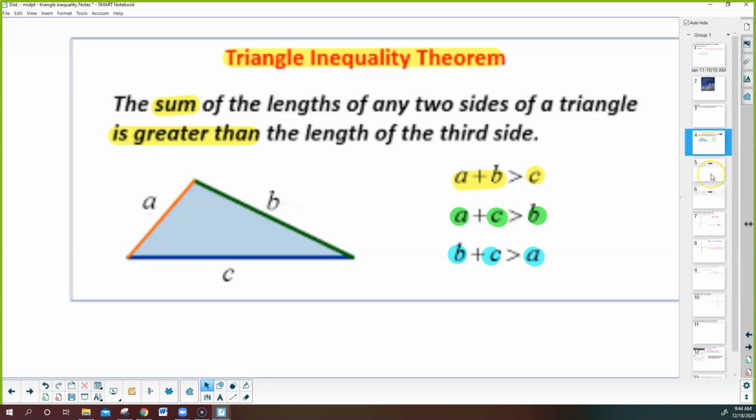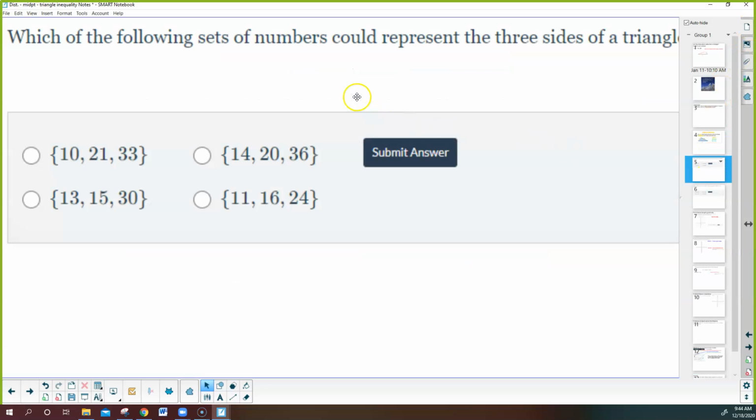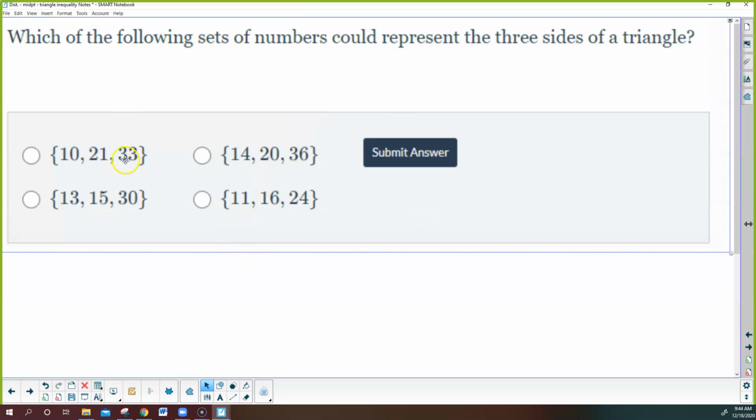So we're going to do a couple examples here. You don't need to write down basically all of this. I kind of just want you to see it. These are directly from DeltaMath, and that's what your homework's going to be like.